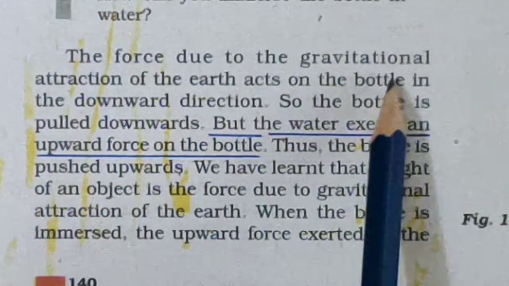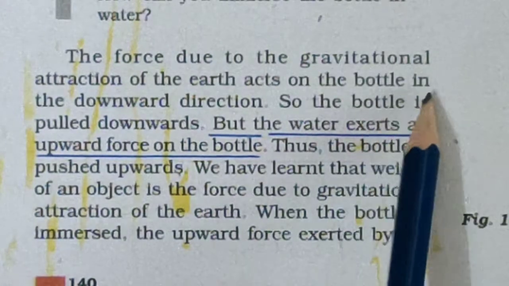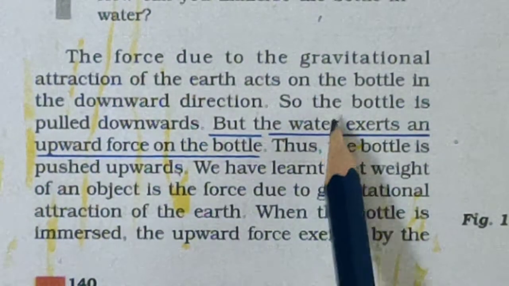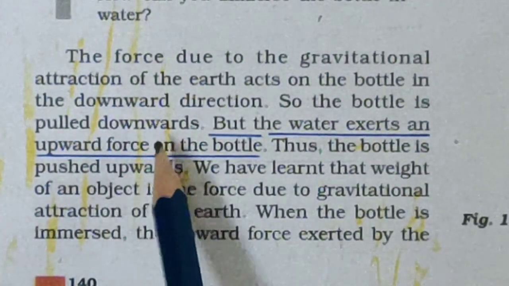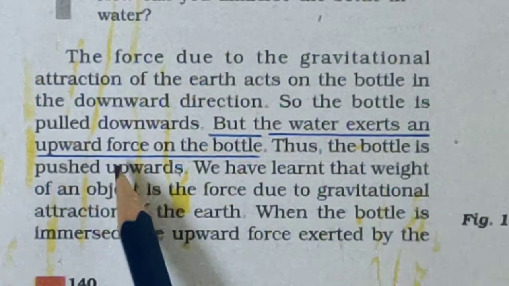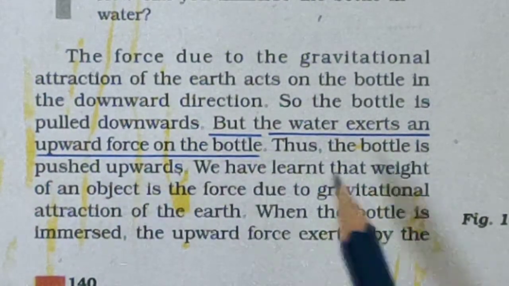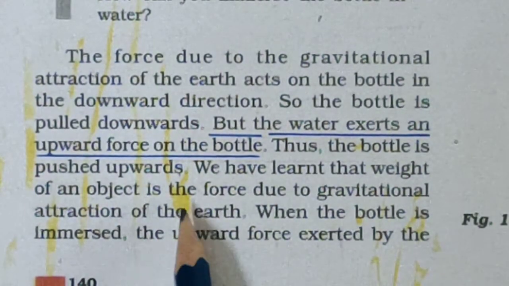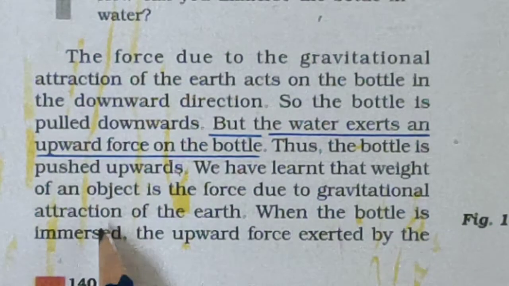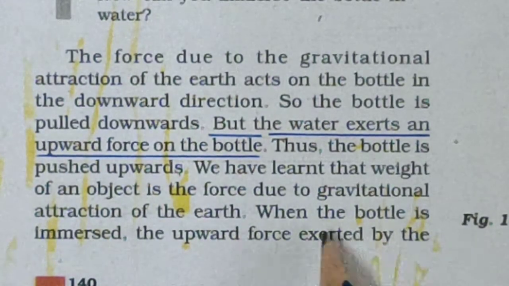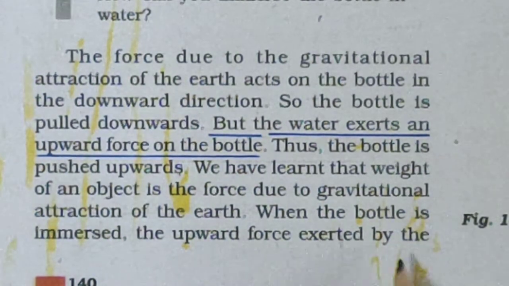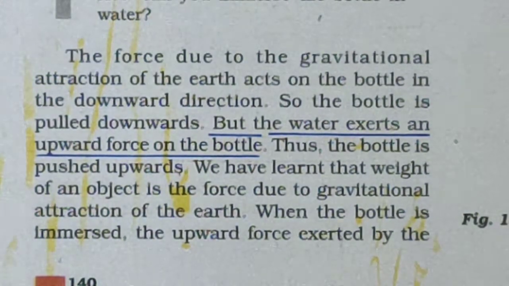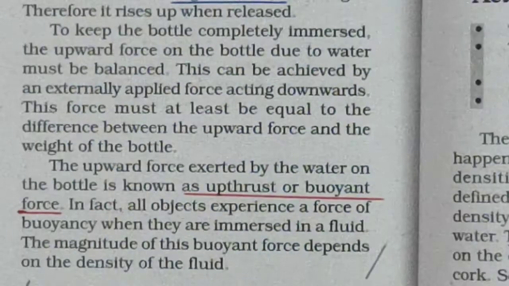The force due to the gravitational attraction of the earth acts on the bottle in the downward direction. So the bottle is pulled downwards, but the water exerts an upward force on the bottle. As the bottle is pushed upwards, we have learned that the weight of the object is the force due to the gravitational attraction of the earth. When the bottle is immersed, the upward force exerted by the water on the bottle is greater than its weight. Therefore, it rises up when released.